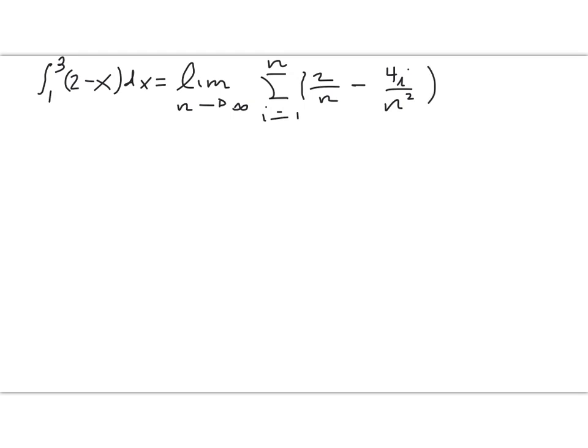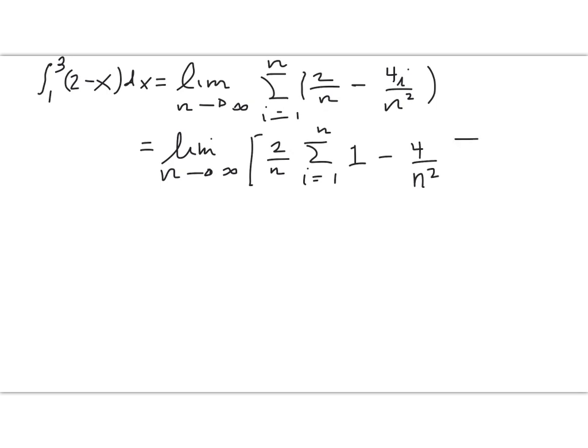And now we have to turn that into a number somehow. One thing we can do is simplify our lives by rewriting this as 2 over n times the sum, i equals 1 to n of 1, minus 4 over n squared times the sum, i equals 1 to n of i.